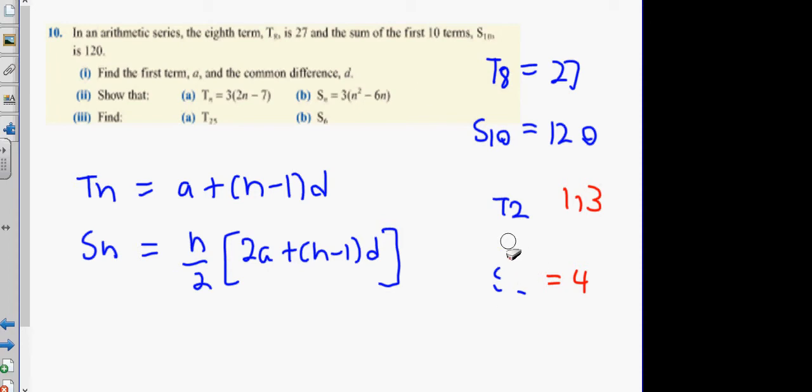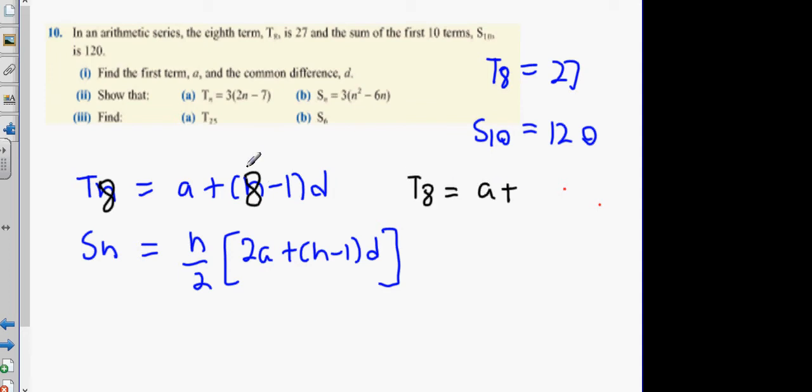Now, back to what we're doing here. What you need to do is fill in your numbers. So T8. We're just going to quickly replace n with 8 here, and 8 goes in here. Then we realise that T8 is going to be a plus 8 minus 1, 7. a plus 7d. a plus 7d is 27. Okay?